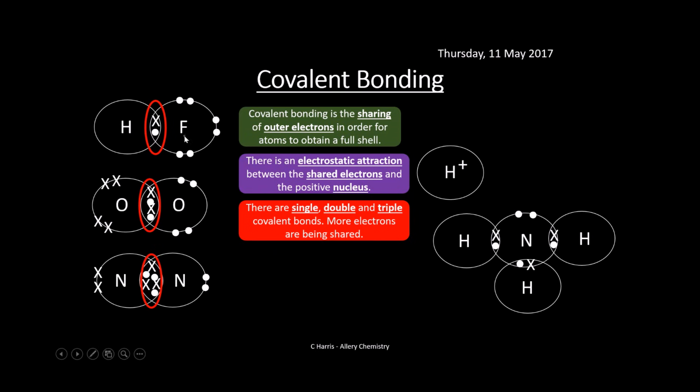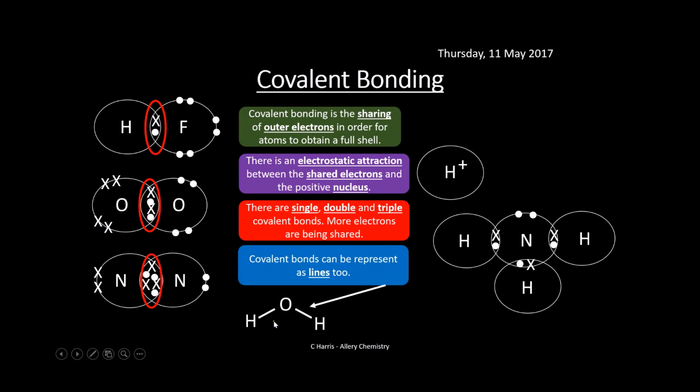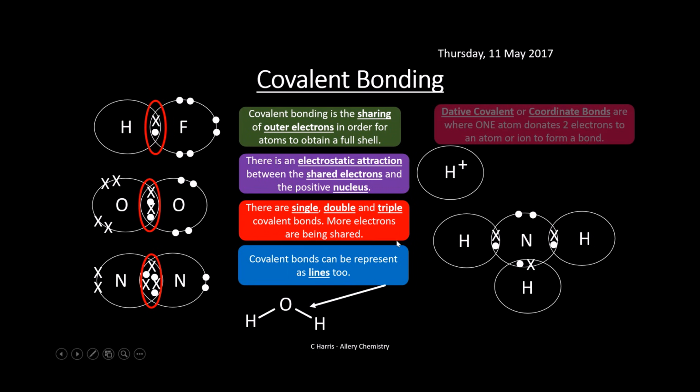We get single, double, and triple bonds. Obviously, we've got more than one electron being shared. Sometimes we need to do that if we're going to get a full shell of electrons. And we can represent covalent bonds using these lines as well. This is a displayed formula of water.